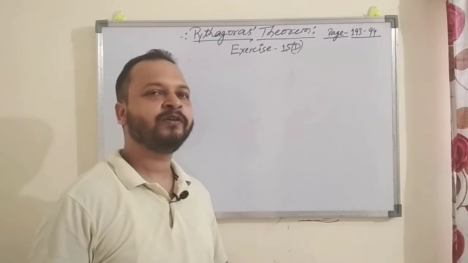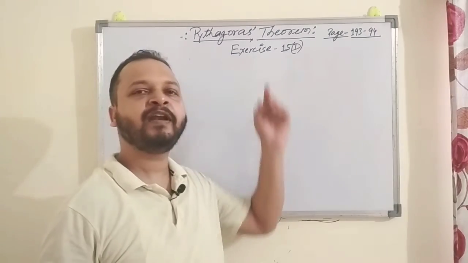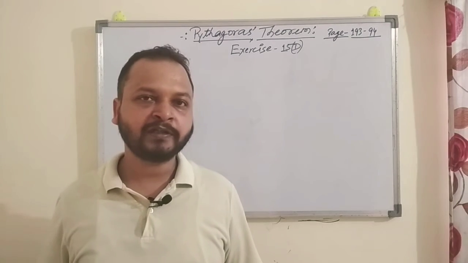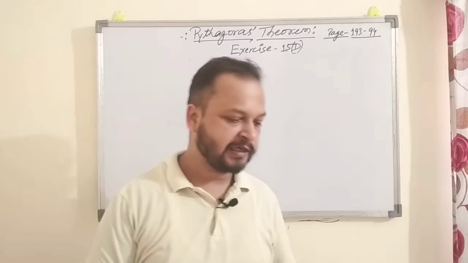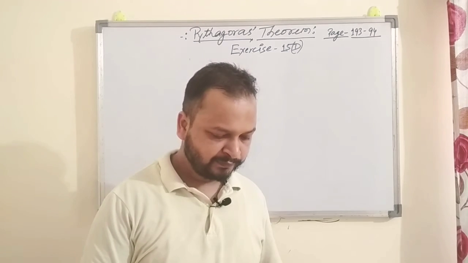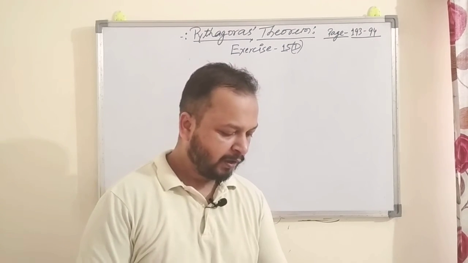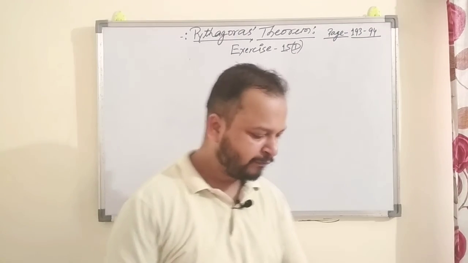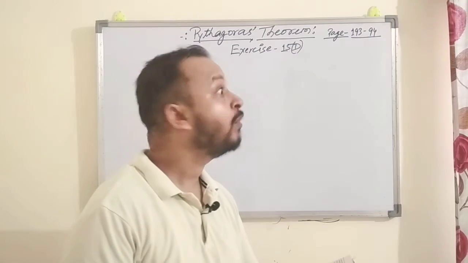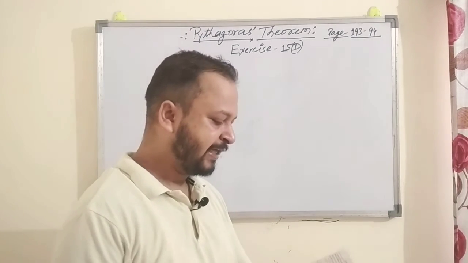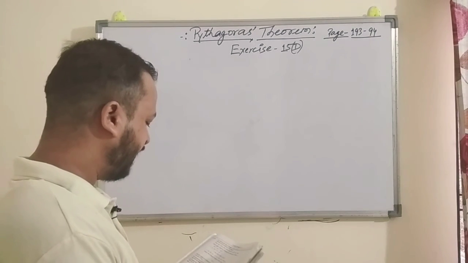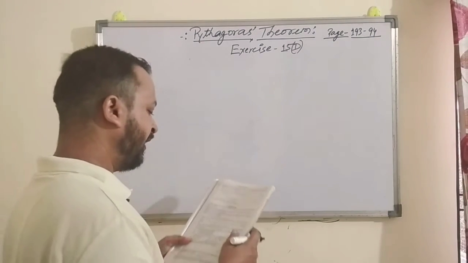So in the earlier video we were discussing exercise 15D and we have discussed till question number 2. Now we are going to discuss the rest of the questions of the exercise, right? So now come to question number 3. Question number 3 is saying the length of one side of a right angle triangle is 4.5 centimeter and the length of its hypotenuse is 7.5 centimeter, right?